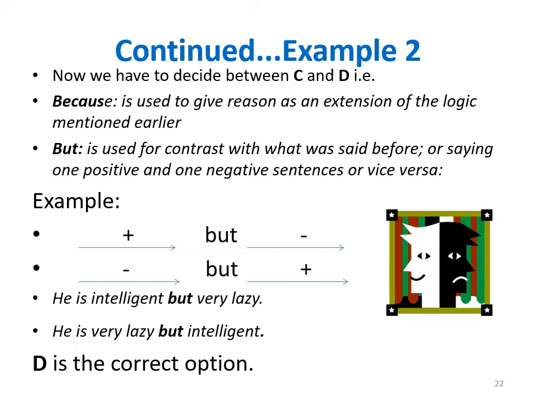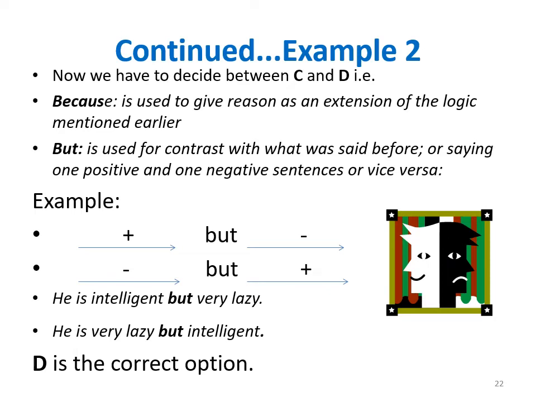Okay, so thanks for your invitation, but or because, one of them is used to give reason as an extension of the logic mentioned earlier. Because is when you have to explain something, when you have to give a reason, whereas but is used for contrast. Thanks for your invitation, I am sorry I can't come. See that there is a contrast. I told you the first one is positive, the second one is negative. So but is used for this one.